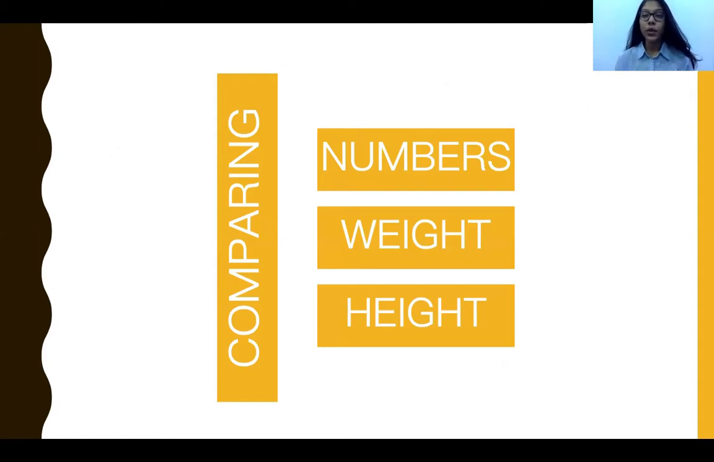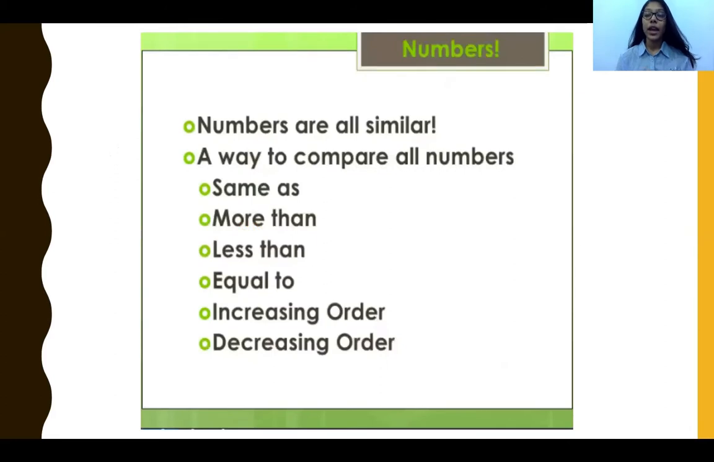In grade 1, we compared numbers, weight, and height. We learned numbers 1 to 100, and numbers are all similar. Even though they are all similar, we have a way to compare all numbers. We compare them by same as, more than, or less than. Let's watch a video and understand this even further.